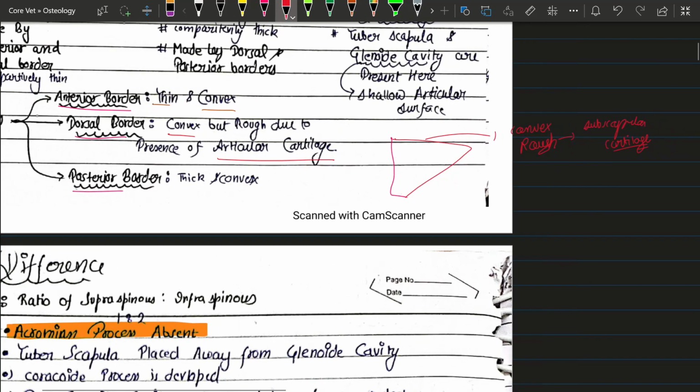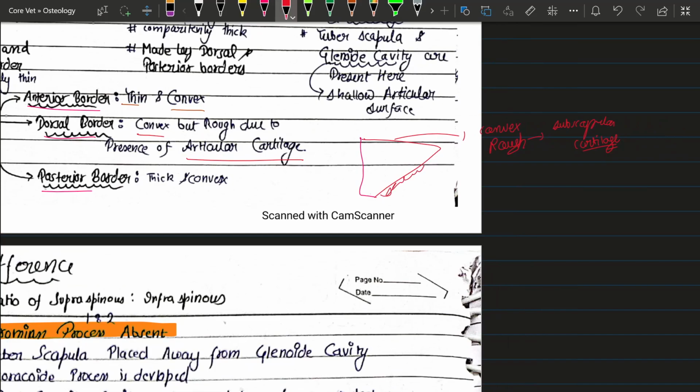And the posterior border, which is facing what? The caudal part. The border facing the caudal part is known as the posterior border. It is thick and convex in shape, right?